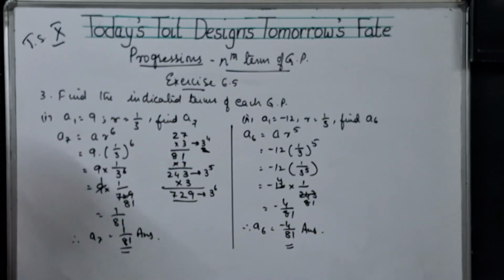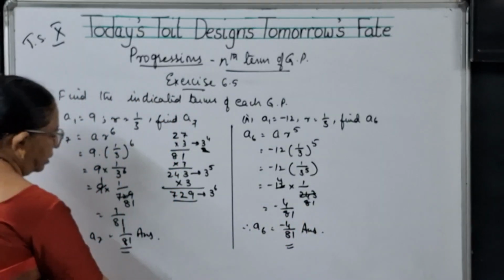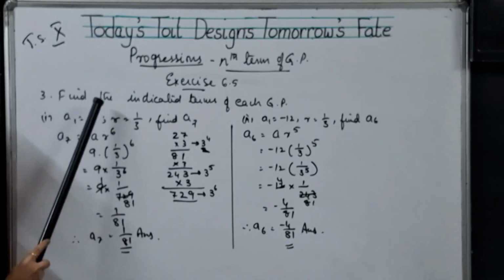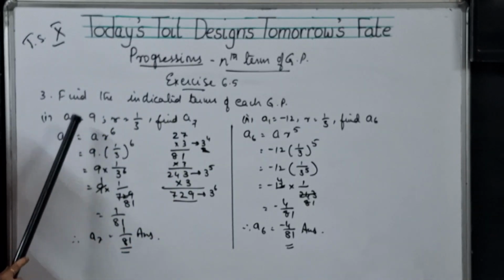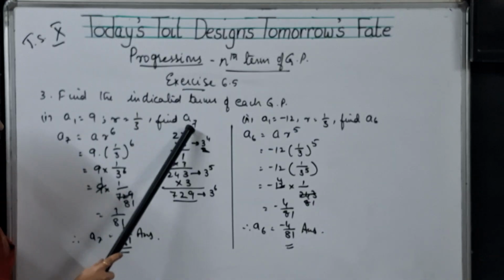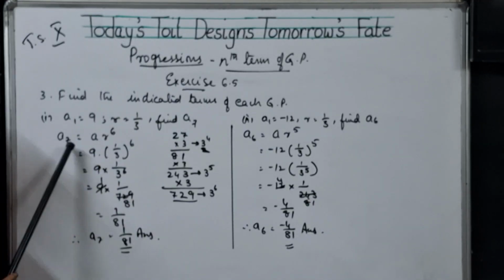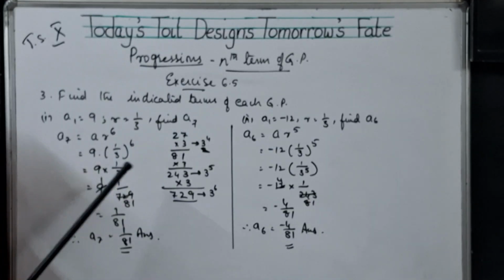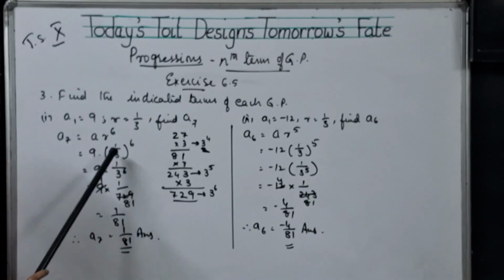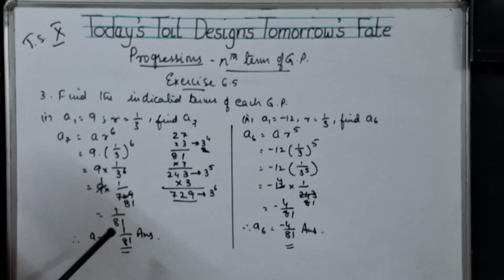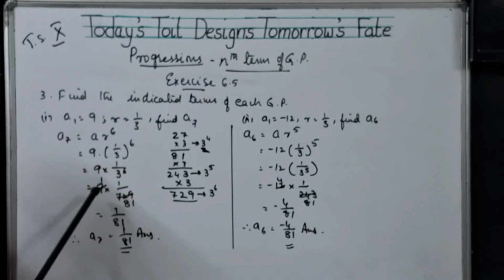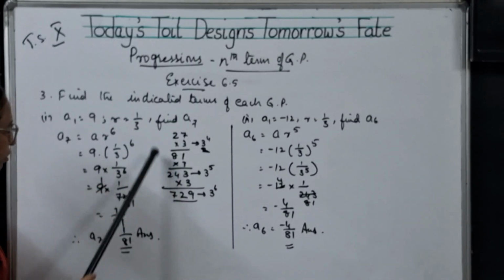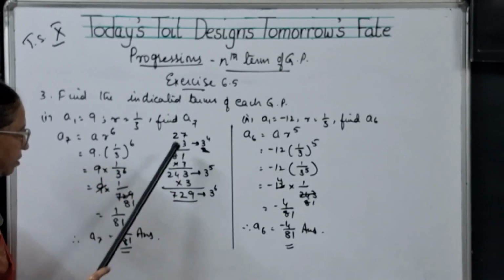These are the two bits. So once again you see here, the problem is find the indicated terms. First problem, A1 is 9, R is 1 by 3. You have to find out A7. A7 is A R to the power of 6. A is 9 into R is 1 by 3 whole to the power of 6. 9 into 1 by 3 to the power of 6 you are getting.